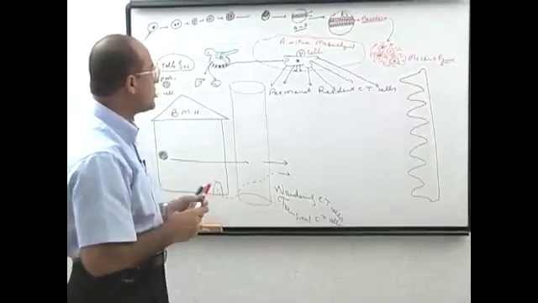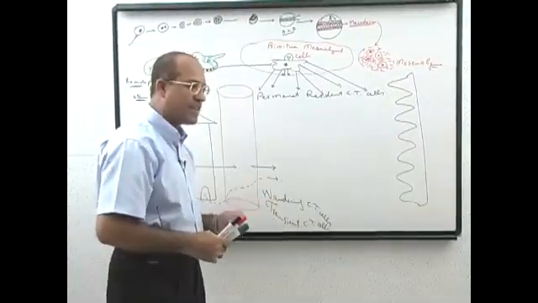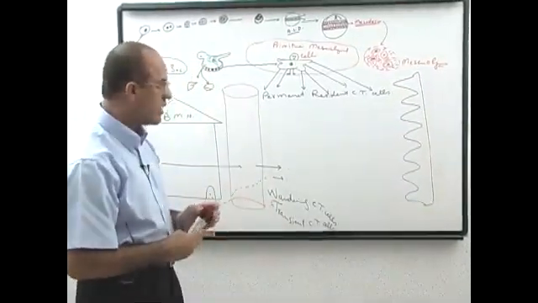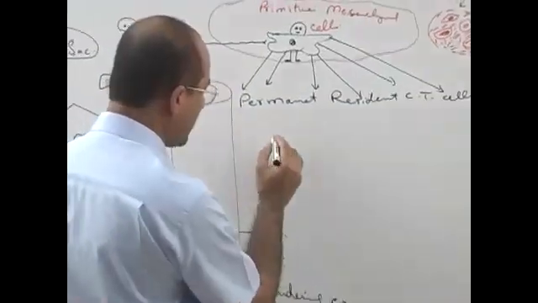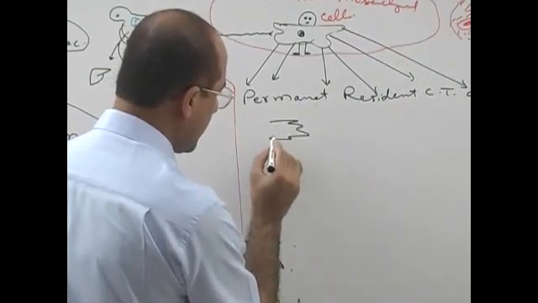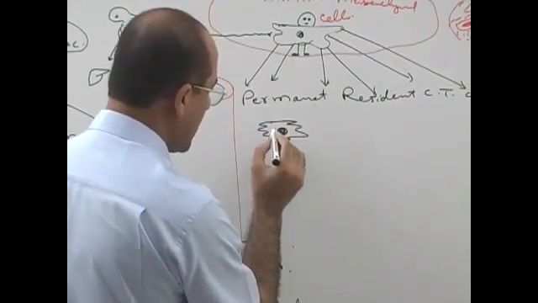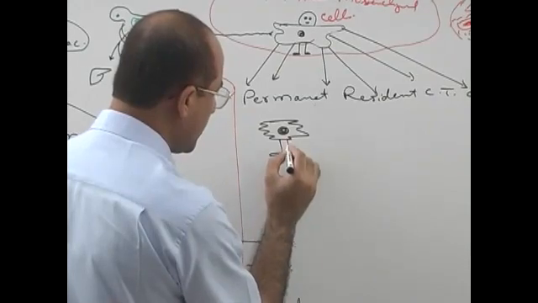Now, let's see which are the permanent cells and which are the transient cells, and then we'll go into detail of each cell. Permanent cell, the most important cell which you should know is, what is this cell? I will tell you the features of this monkey.